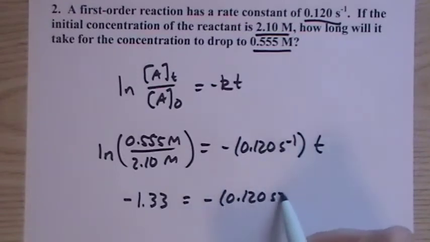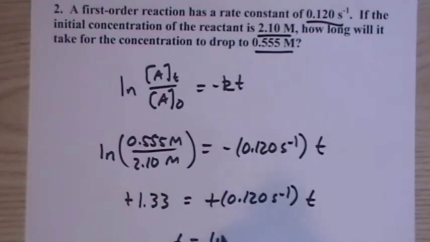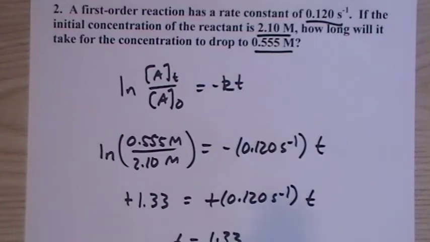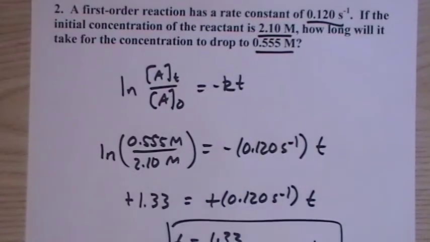Now it's a little more obvious what's going on. And then when we solve for it, these cancel, as they should, because T has to be positive. And we end up with 11.1 seconds. Again, I took this equation and converted it into this form.